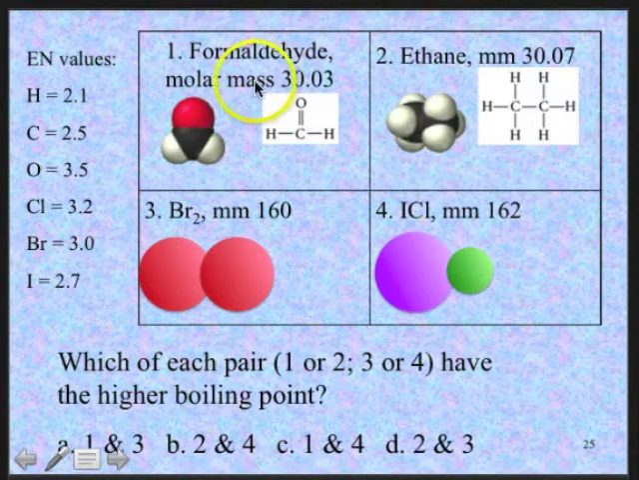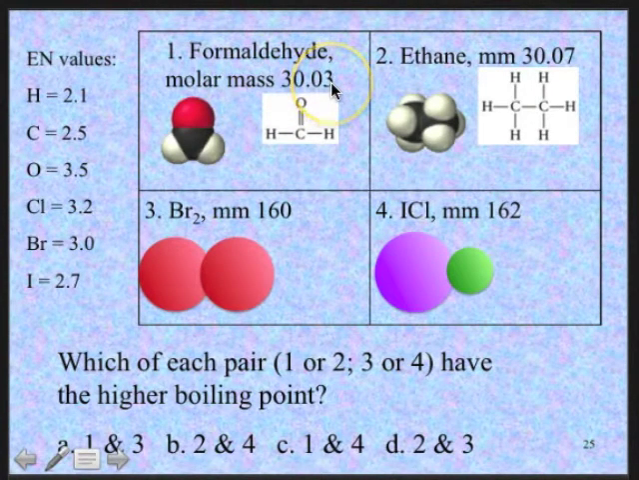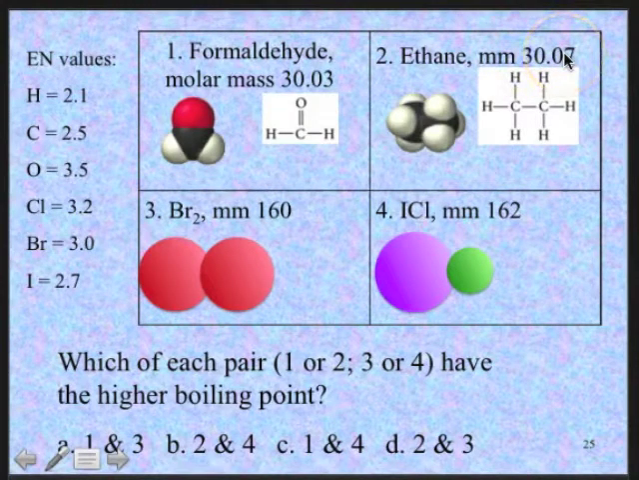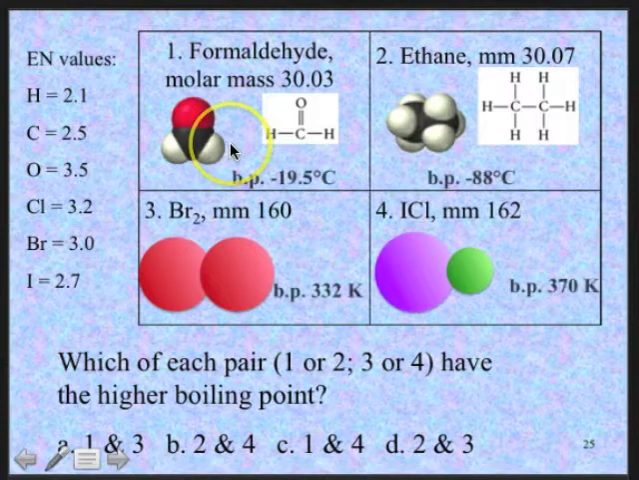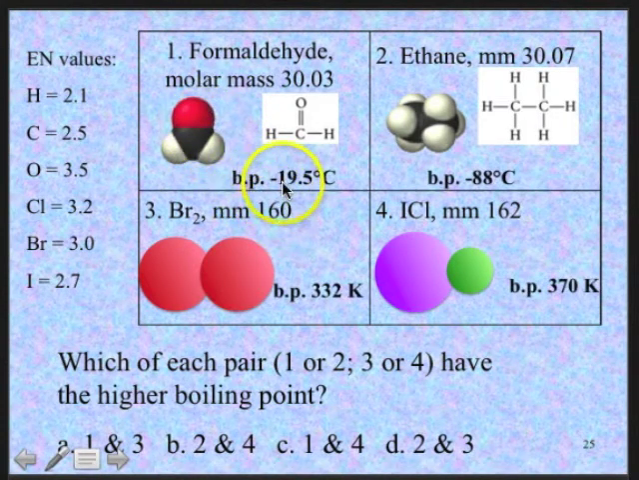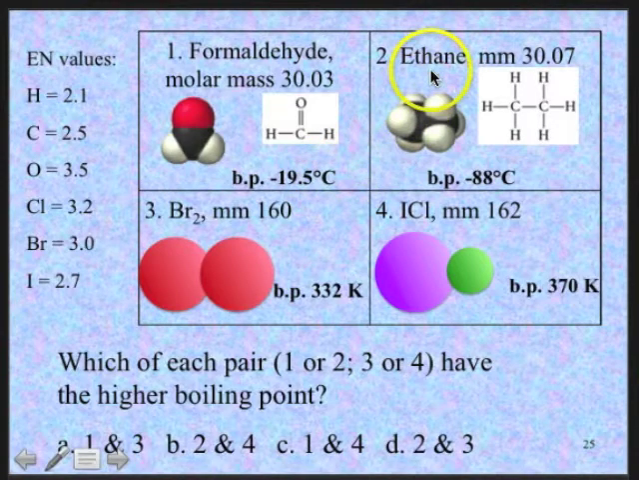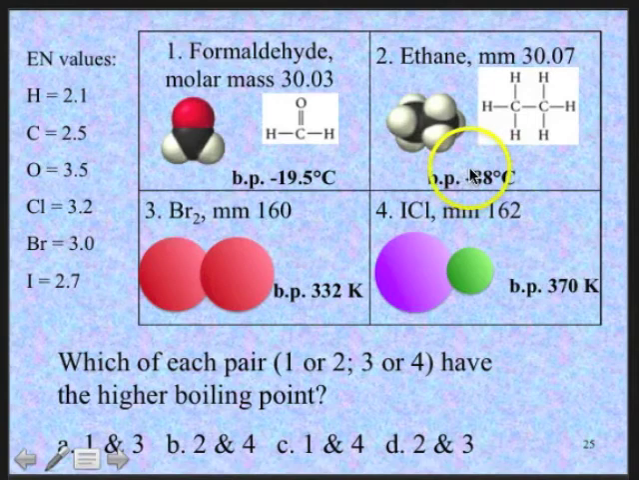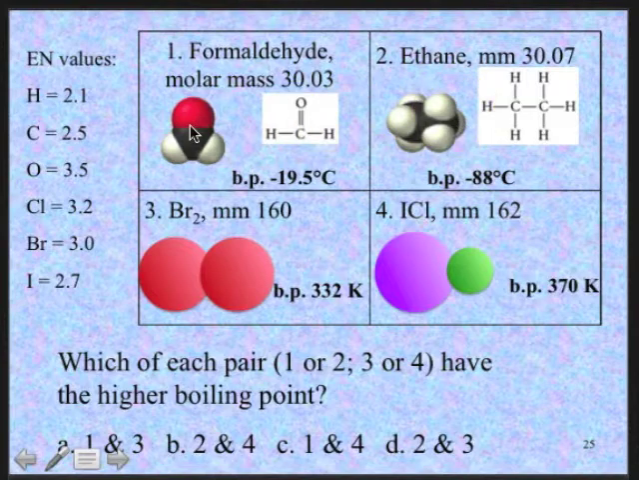Here's formaldehyde, its molar mass is 30. Here's ethane, its molar mass is 30. And as far as the boiling point goes, the boiling point of formaldehyde is minus 19.5 degrees Celsius, and the boiling point of ethane is minus 88 degrees Celsius. Much, much lower. So they have exactly the same mass, but the boiling point of formaldehyde is much higher.